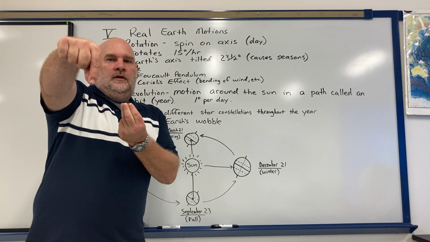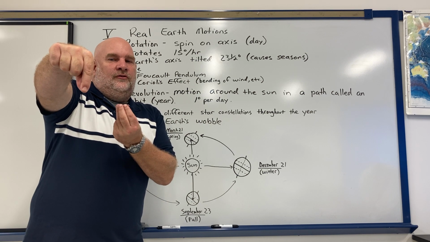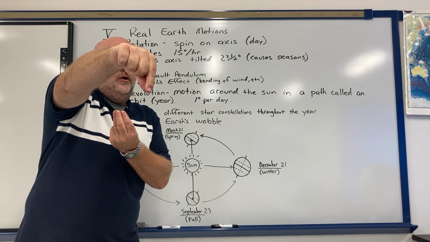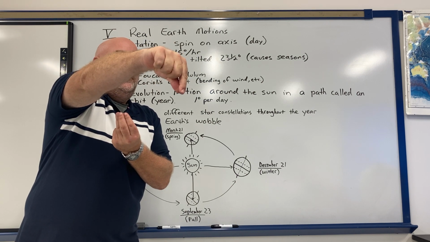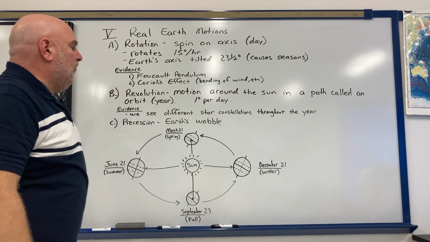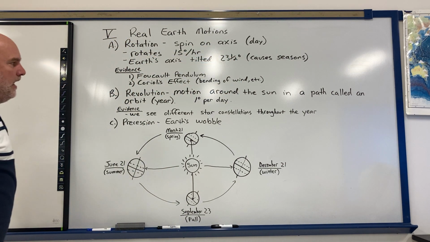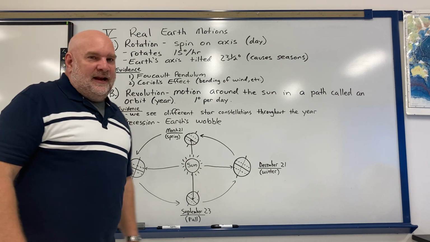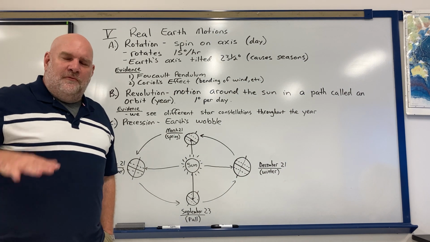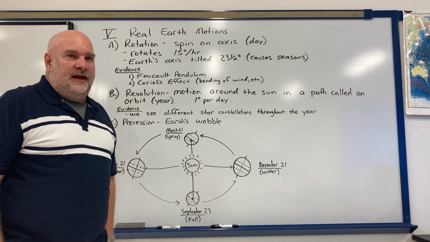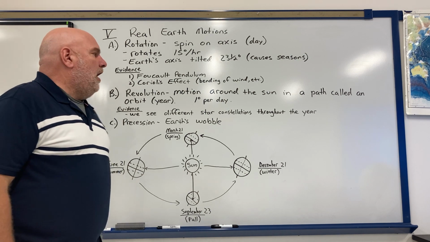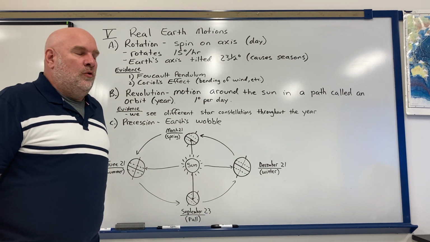So, this would be like January 1st, January 2nd would be 1 degree farther over, January 3rd would be 1 degree farther over, January 4th, 1 degree farther over. So every day the Earth is revolving 1 degree over in its path approximately. Now the length of a year is not exactly 365 days. It's about 365 and a quarter days. That's why we have a leap year every 4th year to compensate for that extra quarter day.